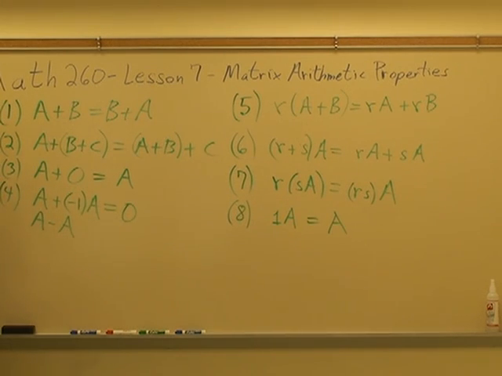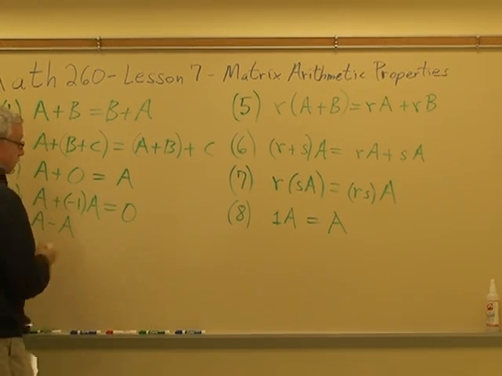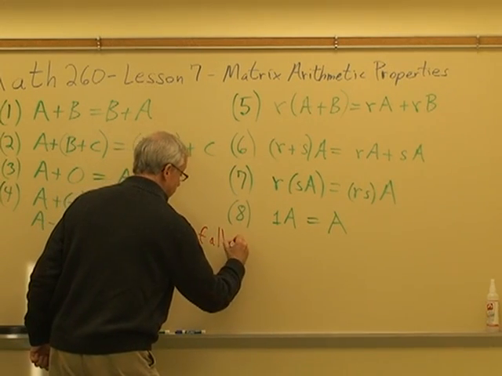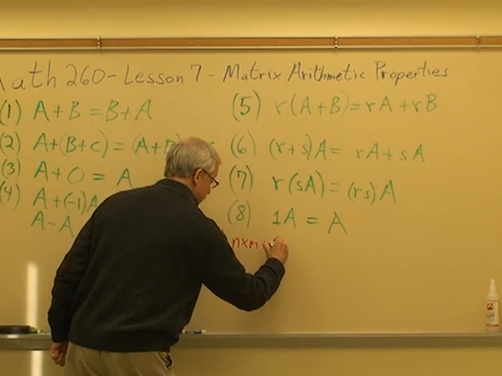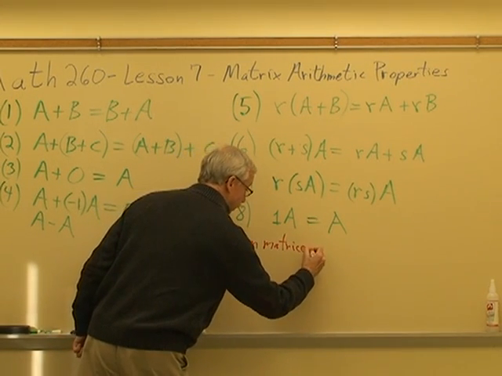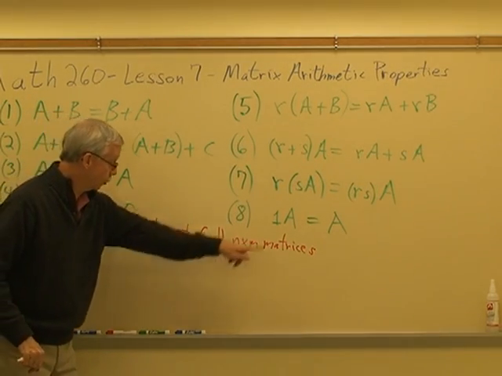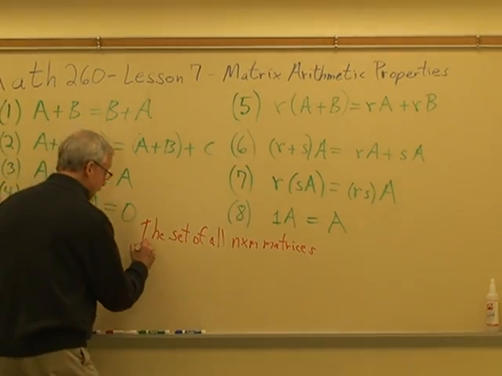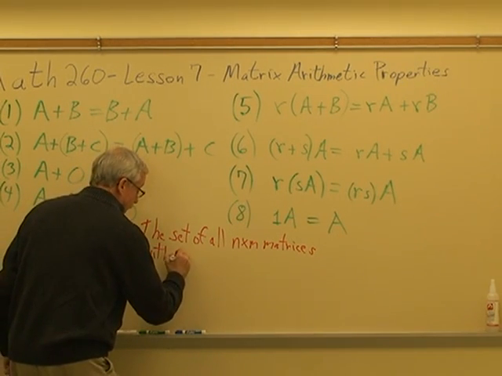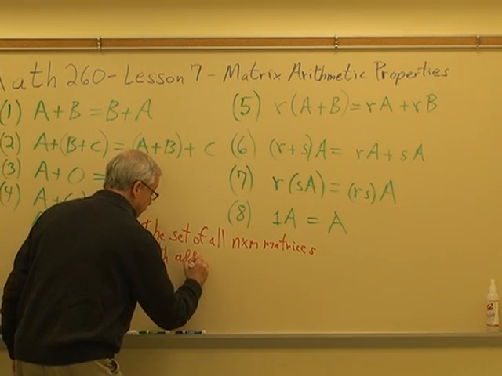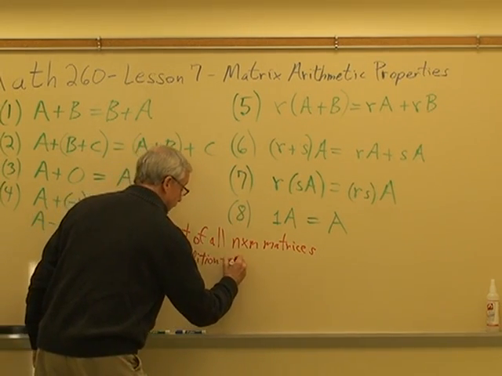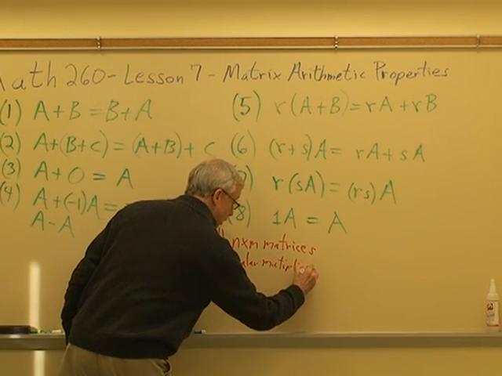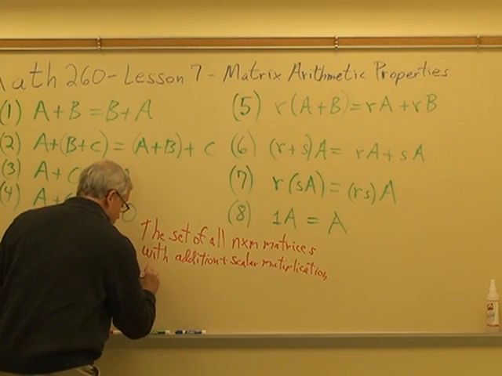And so the conclusion is that for a fixed set of dimensions, the set of all matrices of a fixed dimension, like the set of all 3 by 5 matrices, or the set of all 7 by 2 matrices, whatever, once I fix the dimension, I take all those matrices, and if I include this addition and scalar multiplication, what I have is a vector space.